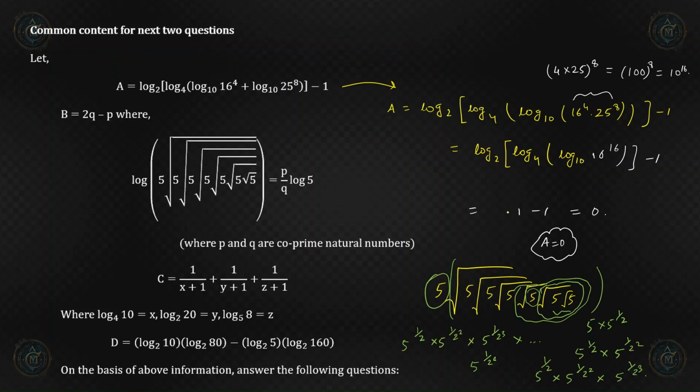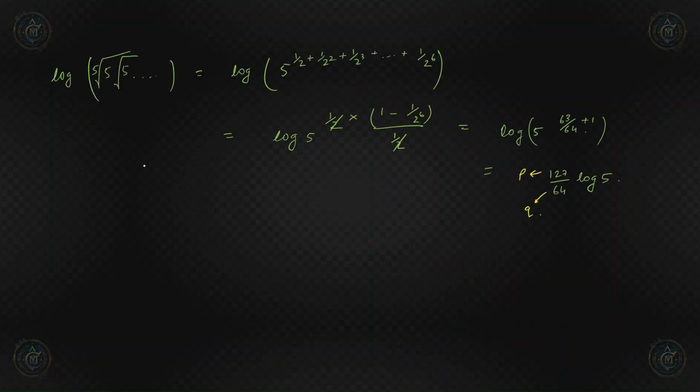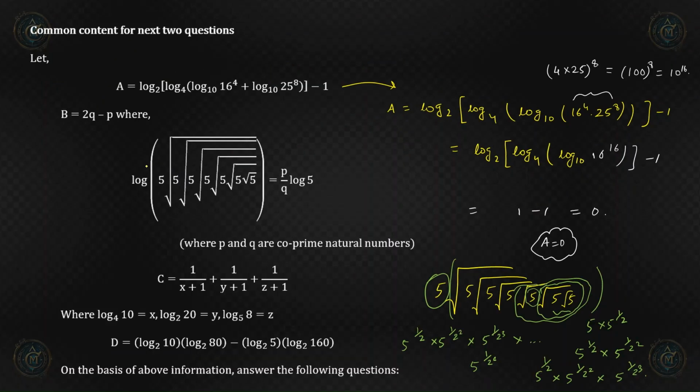Let us calculate b here. b will be what? 2q minus p. So 2q is 64 times 2, that is 128, minus p, that is 1. Okay, so b equal to 1, a equal to 0 we calculated, and b equal to 1. Okay, now let us calculate this c and d.